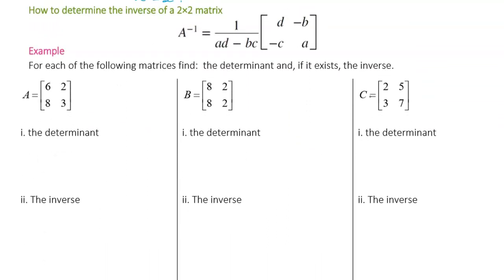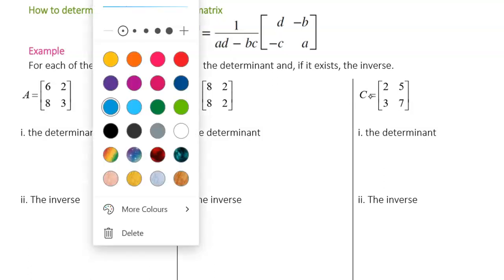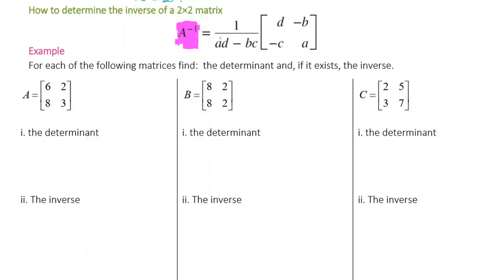Alright, so now we've looked at the identity matrix. We have looked at how to find the determinant. Now we're going to look at how to calculate the inverse of a matrix by hand. So to do that, there are a couple of steps. So step 1 is we need to find the determinant.